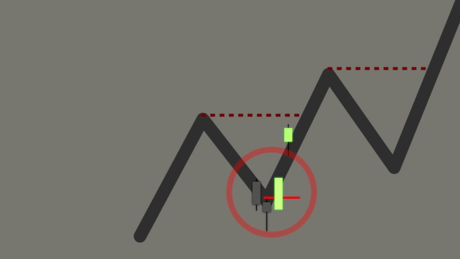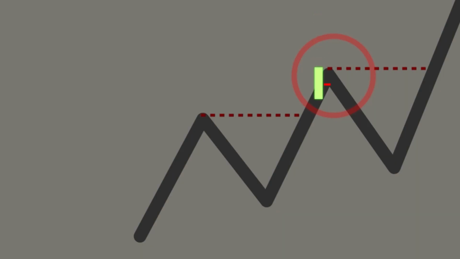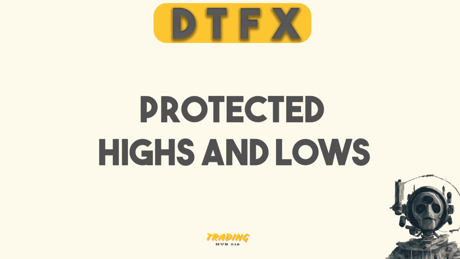Like the previous example, a valid low is identified when a bullish candle closes above a bearish candle that established a low. This one also shows a bearish candle closing below a bullish candle that established a high. What do we call this kind of high? A valid high. Second step is to know how to identify your protected highs and lows.